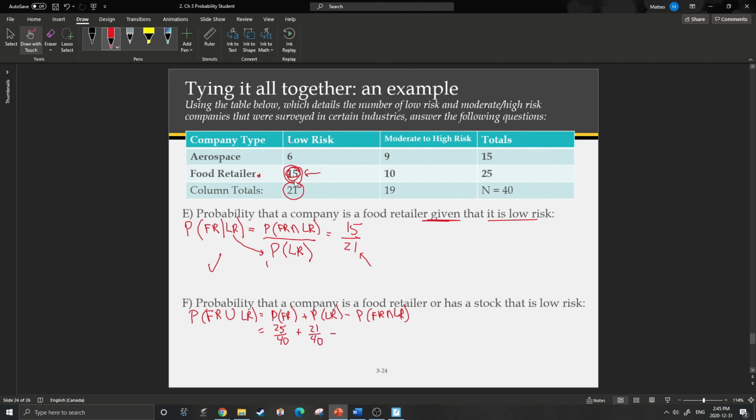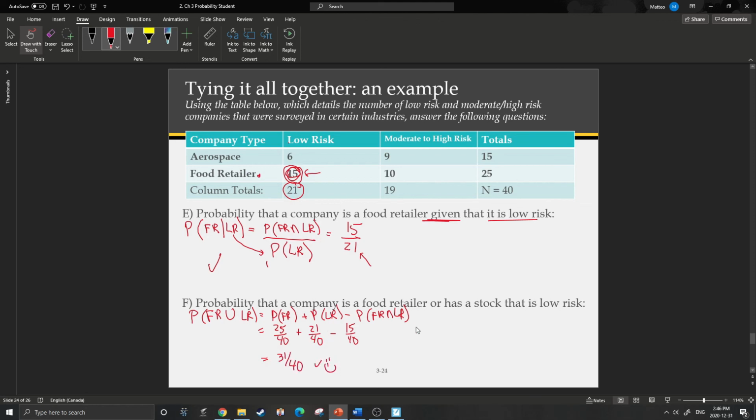Now, did you catch that? When we did low risk, we counted that 15 twice. That's why the formula has removed the overlap. So the overlap is the food retailers and low risk. So people who are food retailers and low risk, that is 15 out of the 40. So when you add it all up, 25 plus 21 minus 15, you're going to get 31 out of 40. And there you have it.